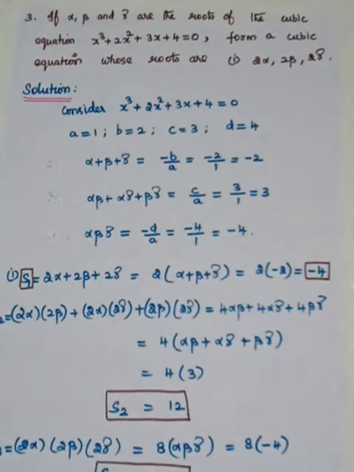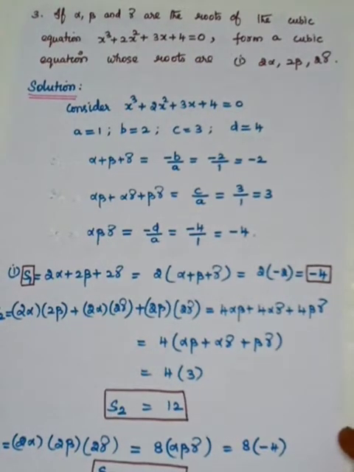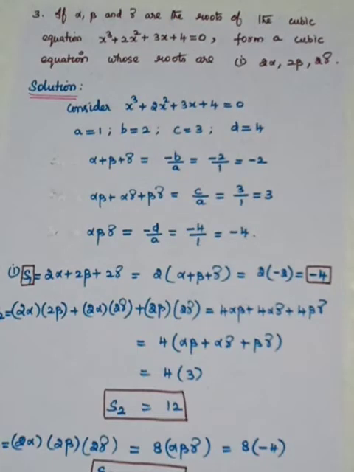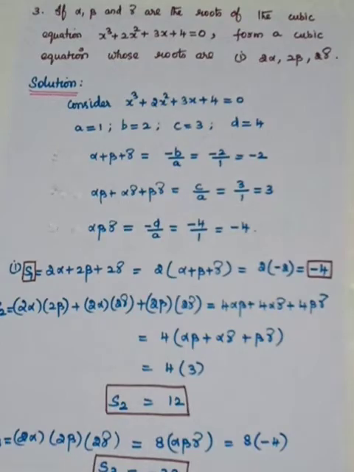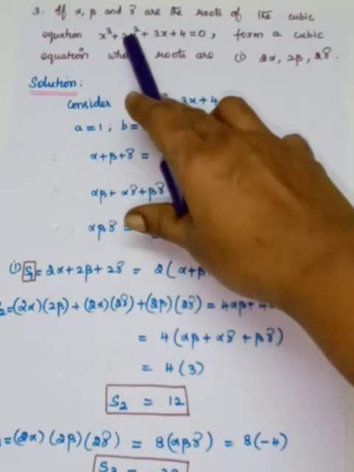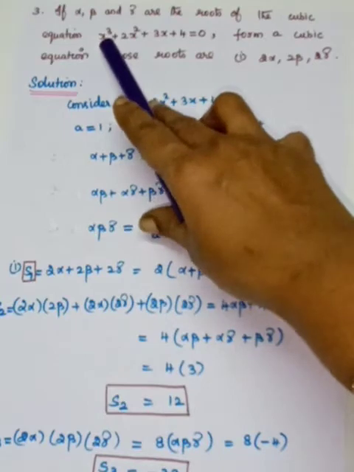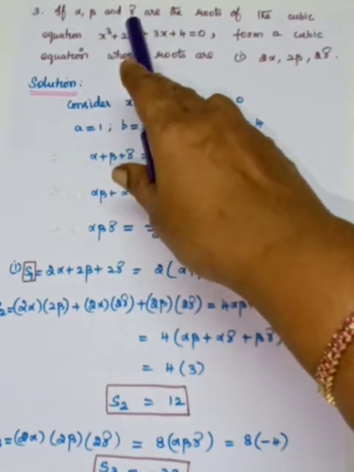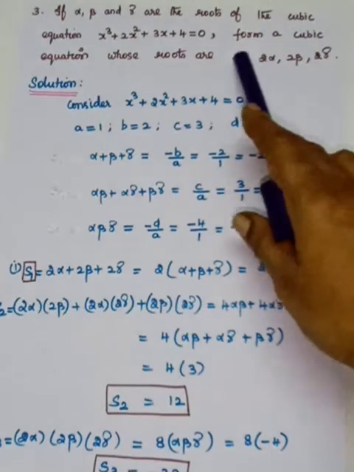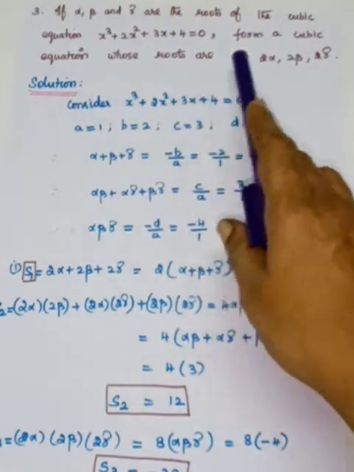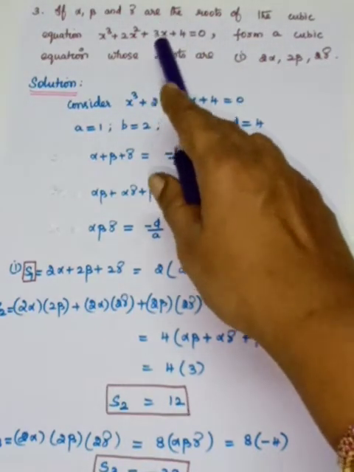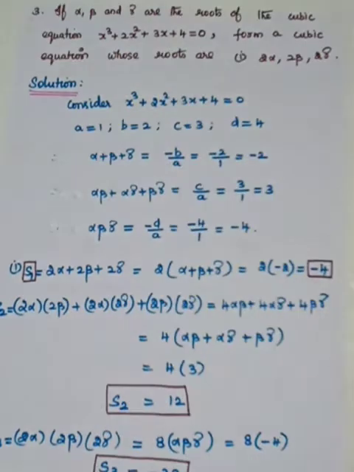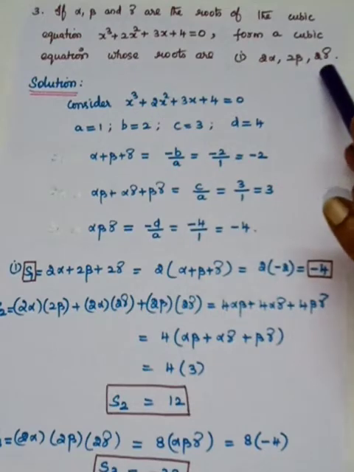Third problem: if alpha, beta, gamma are the roots of the cubic equation. In the previous problem, only the roots were given and we formed the equation. Here the equation is given. So it's a cubic polynomial equation whose roots are alpha, beta, gamma, and we are asked to form a cubic equation whose roots are 2 alpha, 2 beta, 2 gamma.